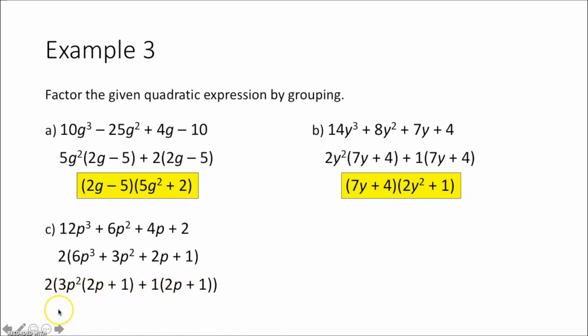So it's going to be 2, and then parentheses, 2p plus 1. And then in the other set of parentheses, we put our GCFs, which are 3p squared plus 1. And that is how you factor this. Let's try one more.